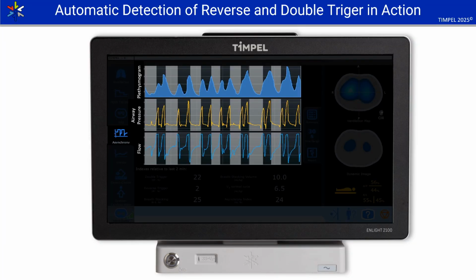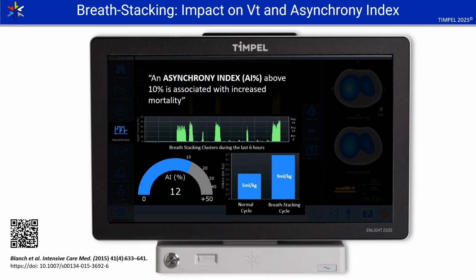But how significant is the problem? EIT measures both tidal volume during normal cycles and delivered tidal volume during breath stacking. The asynchrony index primarily quantifies patient-ventilator interaction quality. It has been documented that values above 10% are associated with increased mortality. The ventilation map provides a visualization of regional ventilation distribution. This is just a brief introduction, as an entire video will be dedicated to this topic.